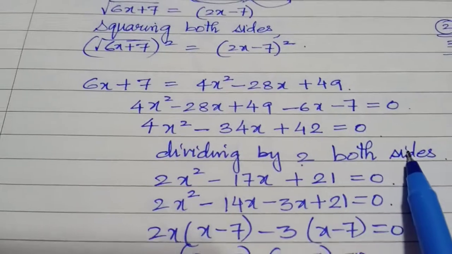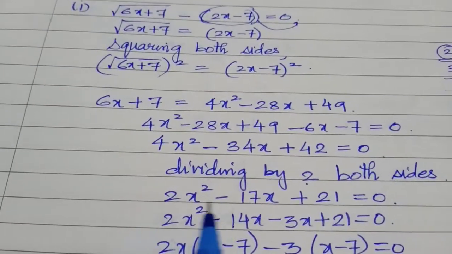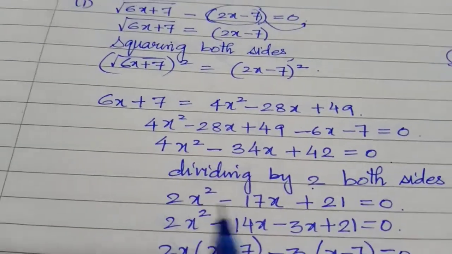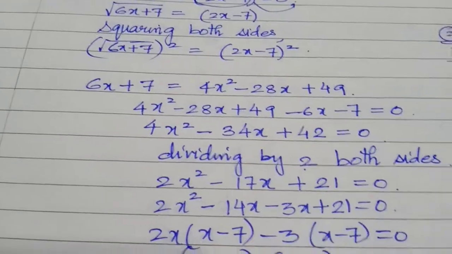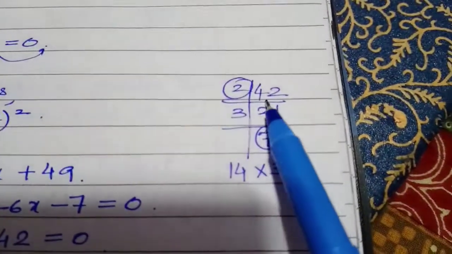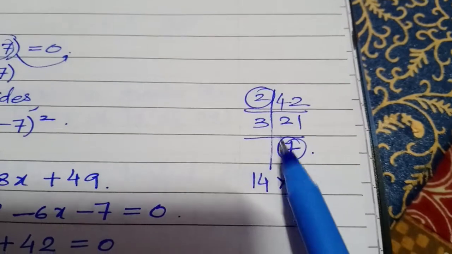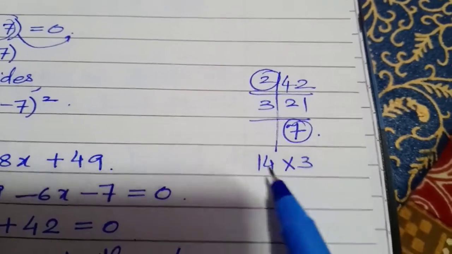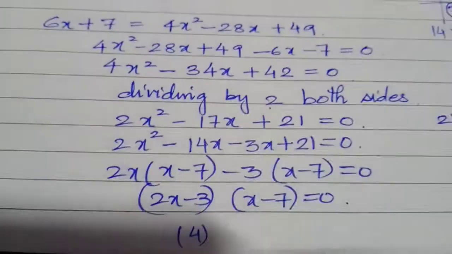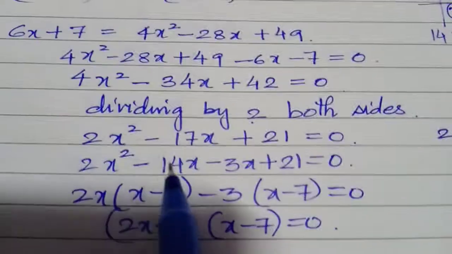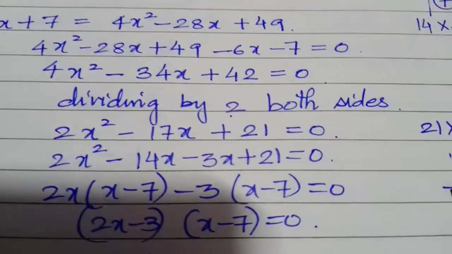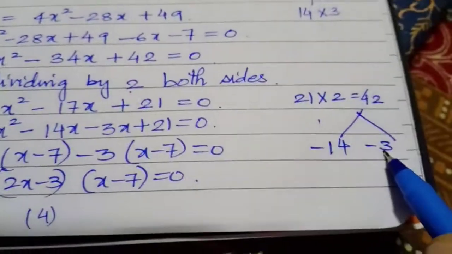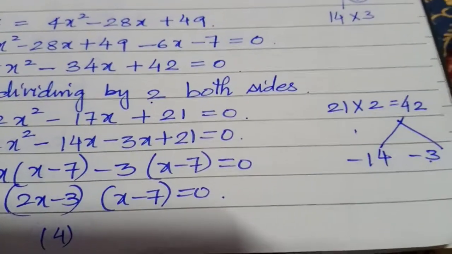Make it dividing by 2. I reduce it to a smaller form. 2 21s are 42. तो मैंने 42 को prime factorize किया. I know 7 2s are 14 and 3. 14 and 3 will give me 17 here. So here it is minus. So minus 14 minus 3. दोनों minus में जाएंगे क्योंकि add कर रहे हैं.